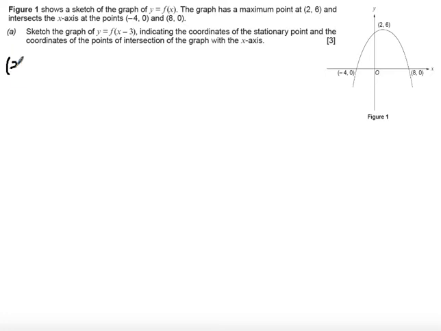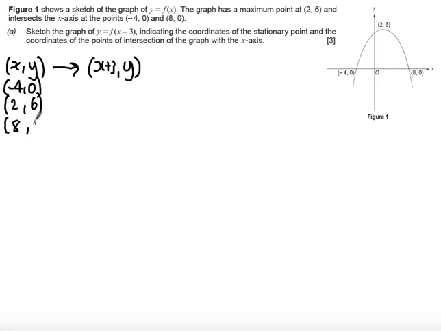So let's first examine the coordinates. Our (x, y) coordinates are going to go to (x plus 3, y). Why? Since all the x coordinates are going to have 3 added to them. So we have the 3 coordinates (-4, 0), (2, 6), and (8, 0). Adding 3 to -4 gives us -1. Add 3 to 2 gives us 5. And add 3 to 8 gives us 11.